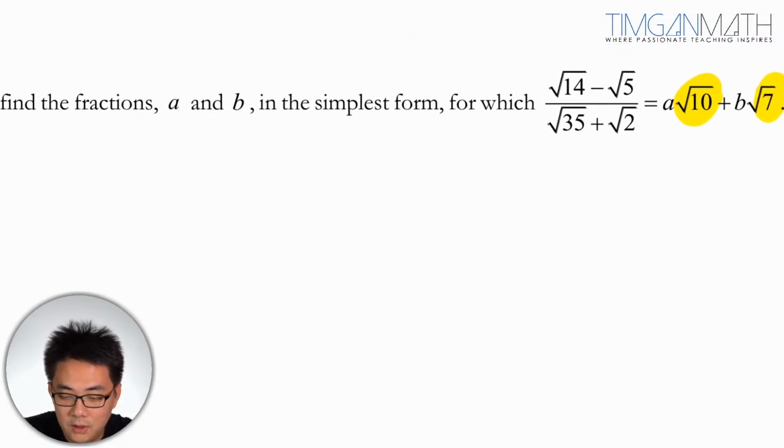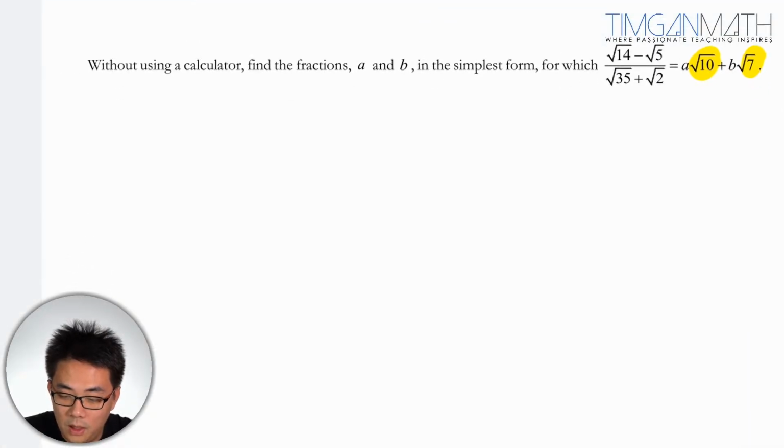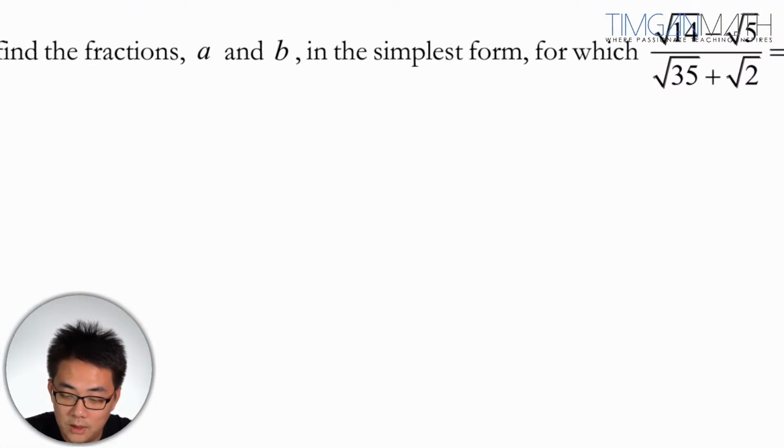So obviously, what you need to do is find the fractions a and b in the simplest form. For a and b, you need to rationalize the denominator, right? So let's see how we can do this. So 14 minus root 5.